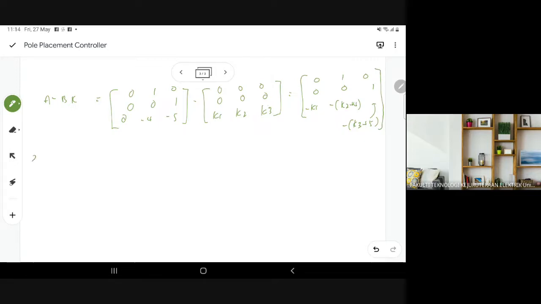Then we go to step number 2. We need to find the characteristic equation. So we need to get the determinant of sI minus the new A. This is the new A. Okay. sI minus the new A. So firstly, we need to find sI minus the new A. So we have sI, this is your sI.